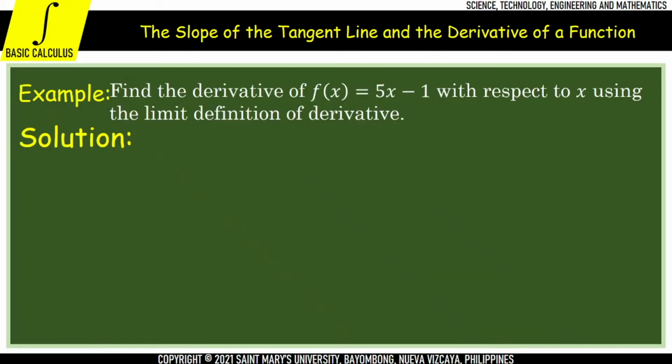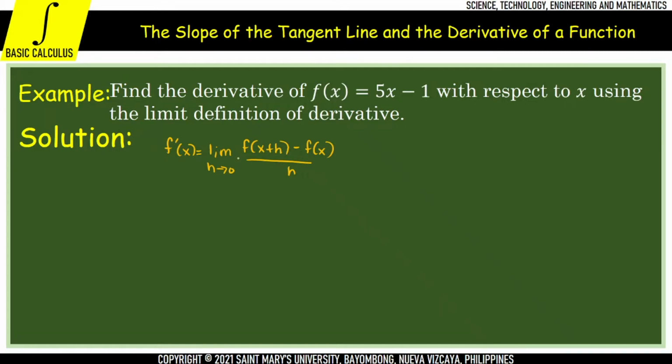Okay, we proceed to our first example, applying the limit definition, such as find the derivative of f of x is equal to 5x minus 1 with respect to x using the limit definition. Again, our limit definition is f prime of x is equal to the limit of f of x plus h minus f of x all over h as h approaches 0.